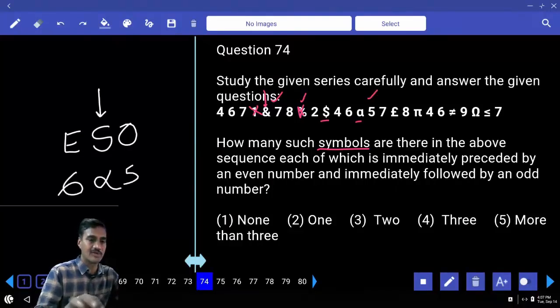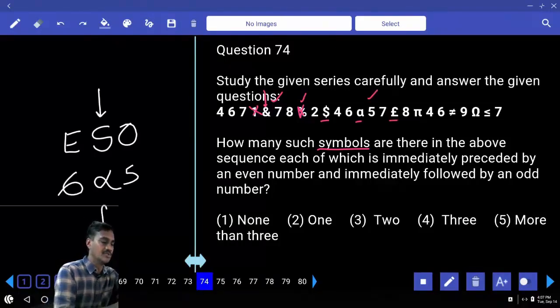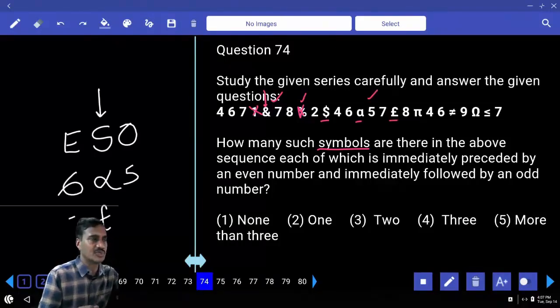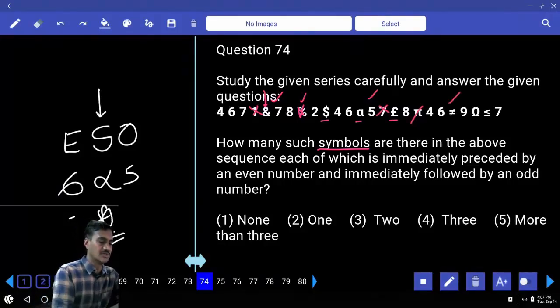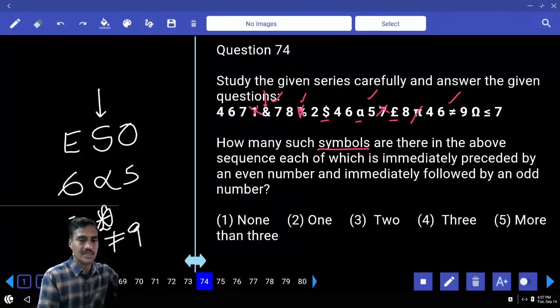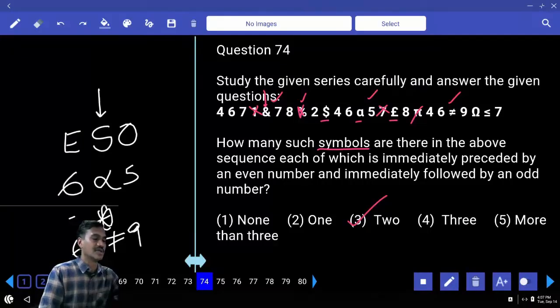And next one, directly go to the next one, pound. Now this pound is preceded by, it won't be valid for us because it is not preceded by an even. And next one, this pi. Next one, now this not equals. Now this not equals is a symbol preceded by number 6 which is an even, followed by 9 which is an odd. Hence what is your answer here? Only 2. Only 2, that is choice 3. There are only 2 such symbols which are immediately preceded by an even number and followed by an odd number.